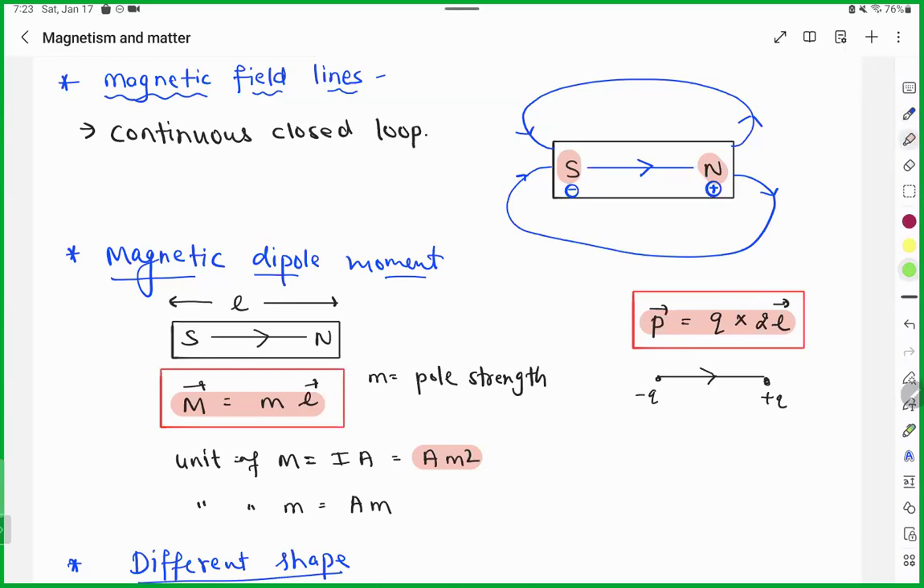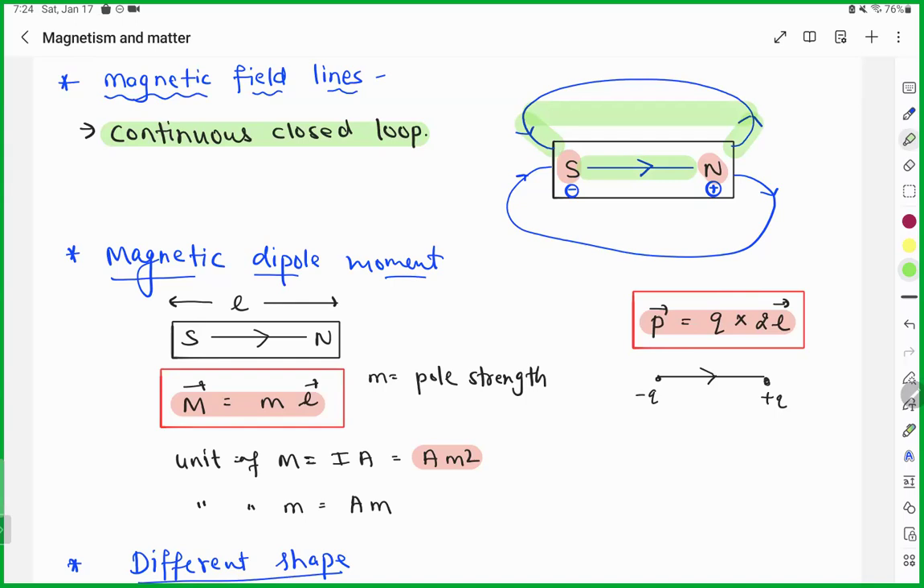One biggest difference you can see here is magnetic field lines form a closed loop. Even inside, direction will be opposite, from south to north. Outside, from north to south. Inside, south to north. Outside, north to south. So overall, it is forming a closed loop. But electric field lines do not form a closed loop. That is the biggest difference. All other things are the same.